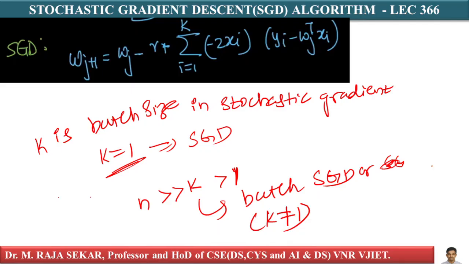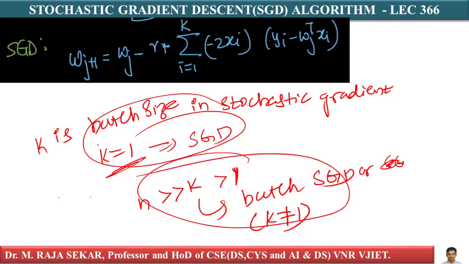Depending on the textbooks, people write with different names. In some textbooks or blogs, k equal to 1 they call SGD, and when n is greater than or equal to k greater than 1, batch SGD. If I say, for example, n equal to 1 million and k equal to 100, then it is batch SGD with batch size 100. That's what they call it.